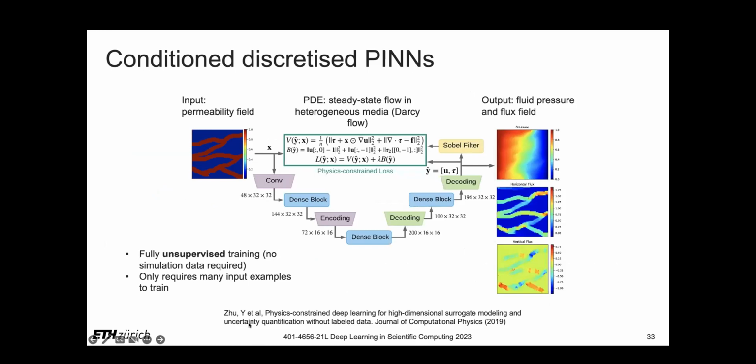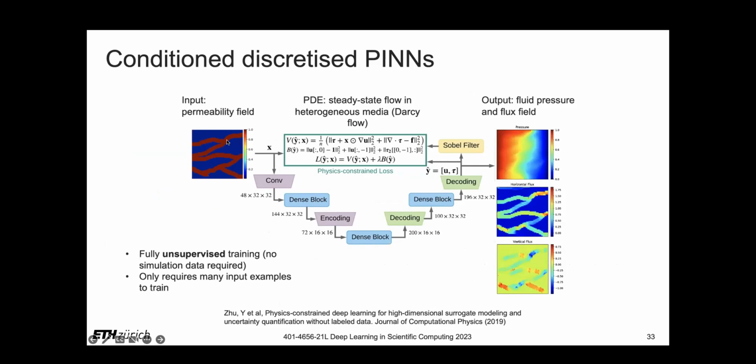So yeah, this is a very influential paper in the field. I definitely recommend reading it. They basically introduced this idea and applied it to Darcy flow. So they're doing exactly what I just described, this conditioned discretized PINN, and they're using this convolutional network just as I showed.